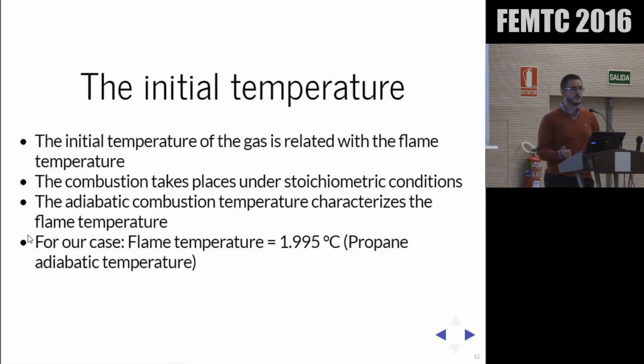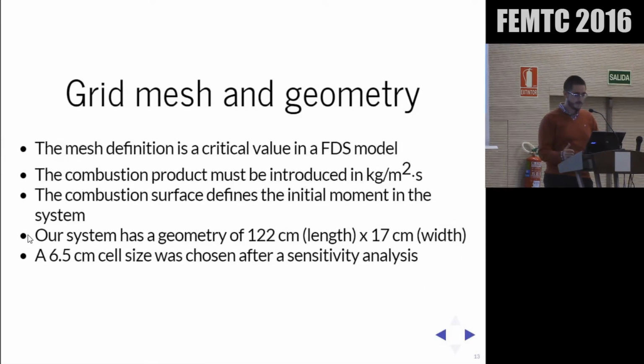The second factor was the initial temperature. We have a premixed propane flame, so we can find some values in the literature. We can find the values for these combustion temperatures, and we define the flame temperature as the adiabatic temperature. That's around 2,000 degrees, and that's the second initial factor that we can also find in the literature.